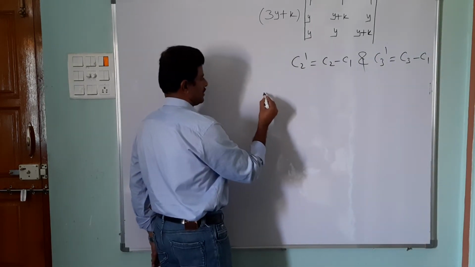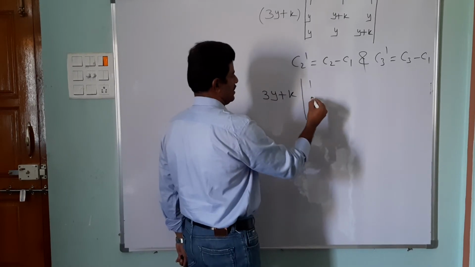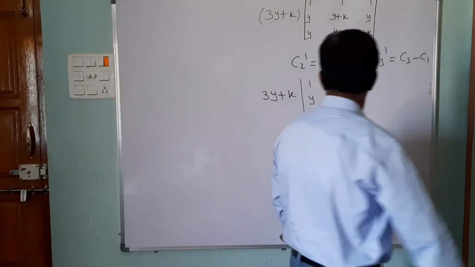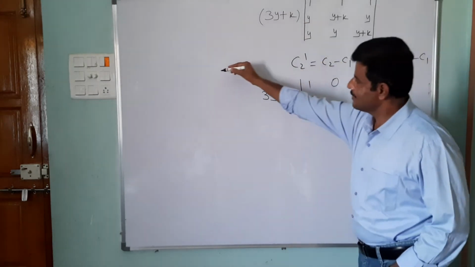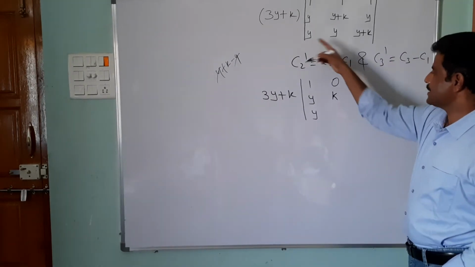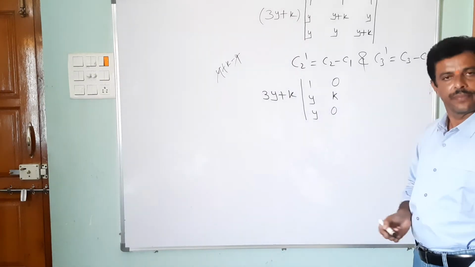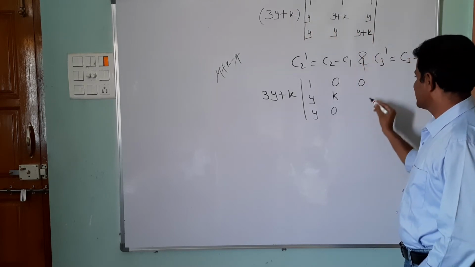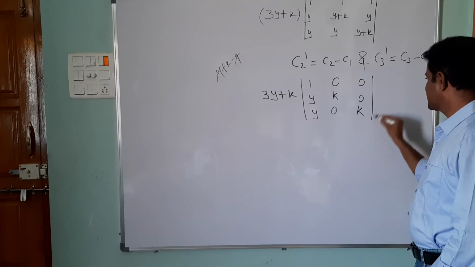3y plus k determinant. First column: 1, y, y. Next, C2 dash is equal to C2 minus C1: 1 minus 1, first element, 0. y plus k minus y, plus y minus y cancel, remaining term k. y minus y, 0. Next, C3 dash is equal to C3 minus C1: 1 minus 1, 0. y minus y, 0. y plus k minus y, plus y minus y cancel, only k remains. This is the determinant.